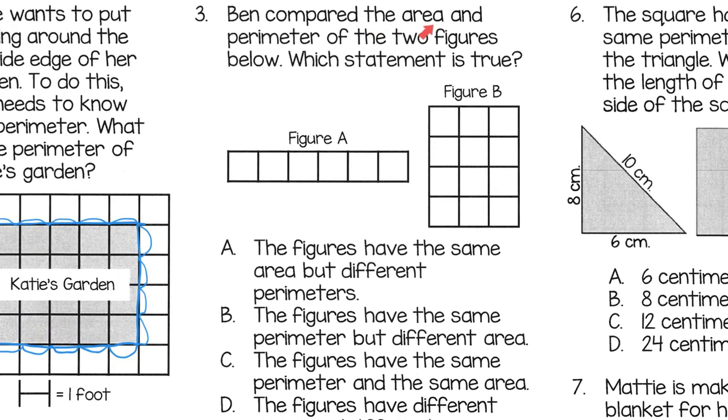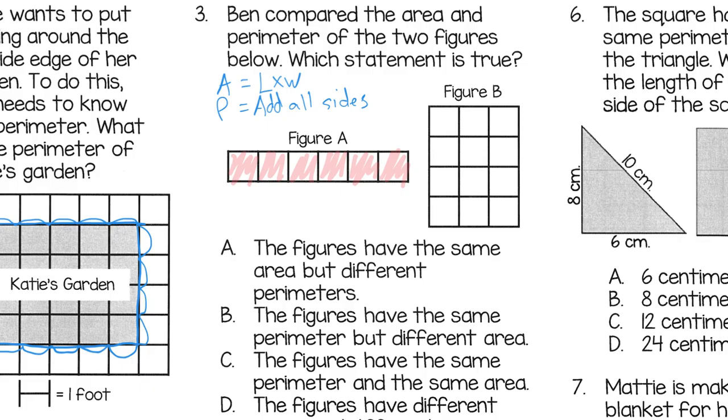Ben compared the area and perimeter of the 2 figures below. Which statement is true? So we know that area is when we multiply the length times the width, and we know that perimeter is when we add all the sides. So they're different, because with area, we're trying to cover all of the squares. So if I use the highlighter, that would be like covering each bit of it in whatever you want.